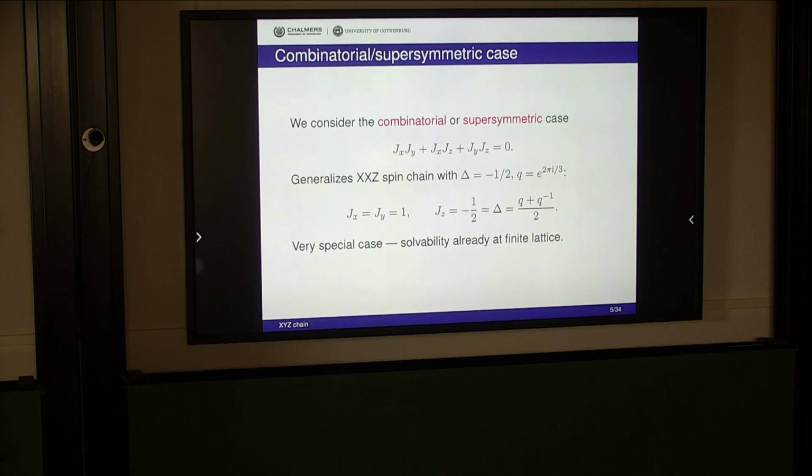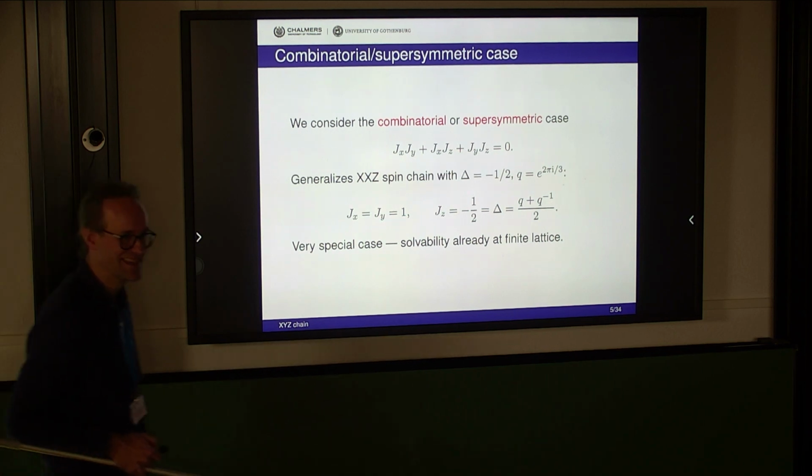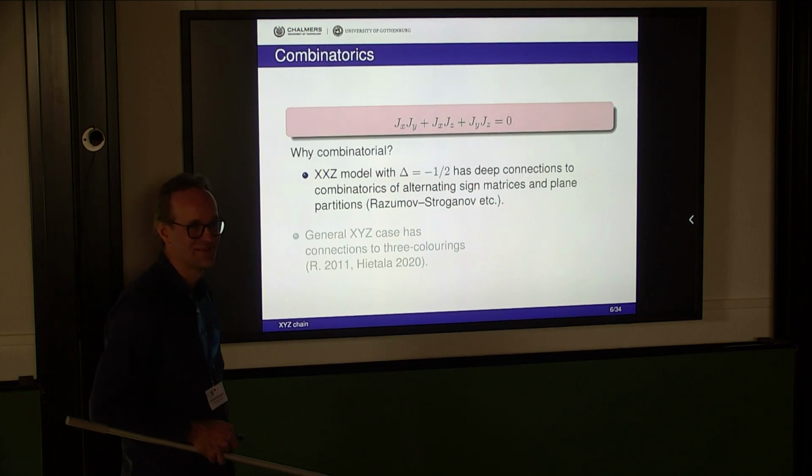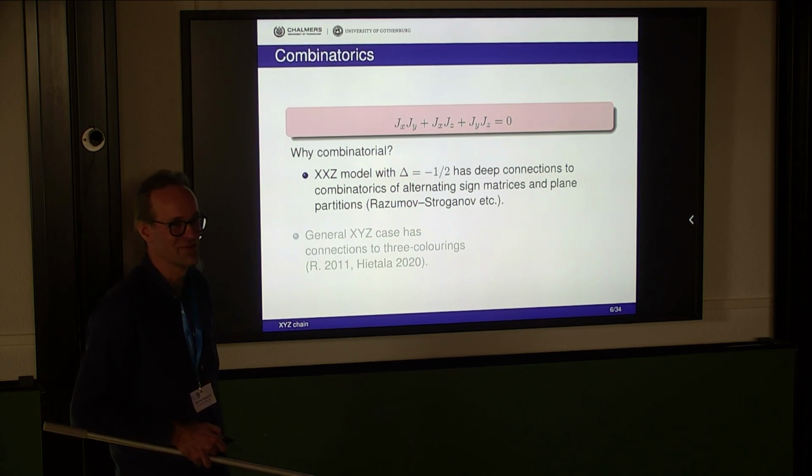Well, solvability in what sense? I will tell you in one sense that we can compute some correlation functions. Yeah, but keep listening. Some physically interesting quantities can be computed.